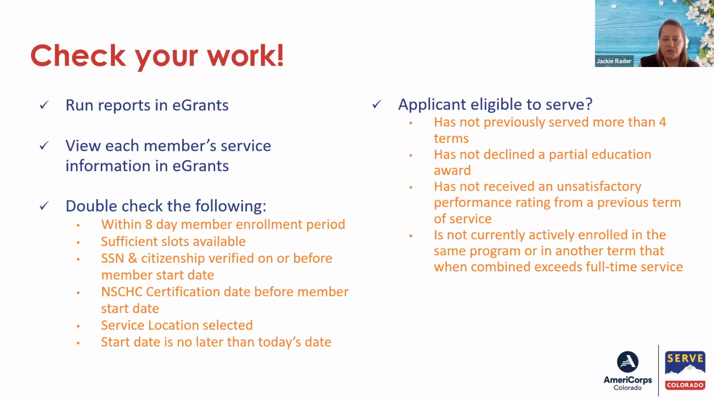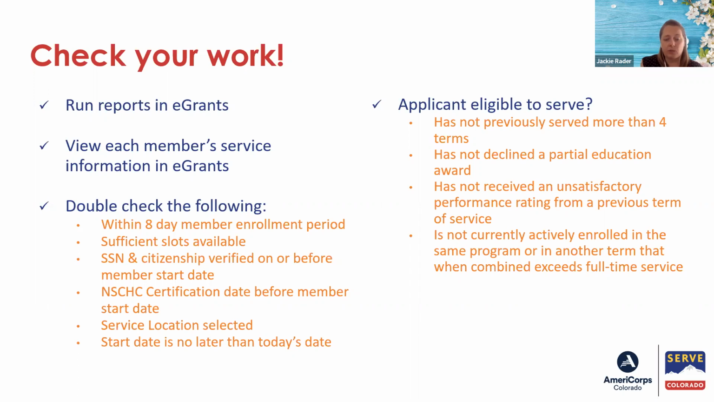Okay, moving on. So check your work. Through the entire process, it pays to check and double check your work. There are a couple of things that you can run at the very end of the process to make sure that you got everyone. You can run reports in eGrants. You can pull up the member roster, I think there's a member enrollment form that lists everyone as well. View each member individually, their service information in eGrants. You can pull up their member record and double check all the information there.